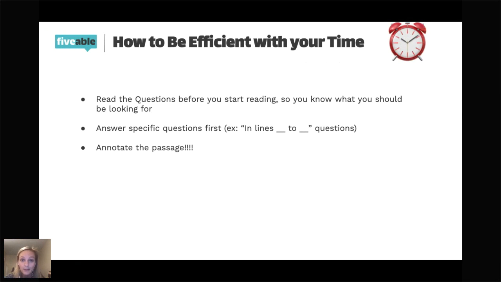Annotate the passage. Please annotate the passage. This is so important. There are so many words in that passage, and it's so easy to get lost with your eyes, just trying to read it all, find where you saw that one simile, or that one thing that is the answer to the question, and you can't find it, and you spend like 3 minutes looking for it. That's not going to be a good use of your time, because like I said, you aren't given a lot of it. So annotating and underlining things as you go about looking at the passage is really, really important.